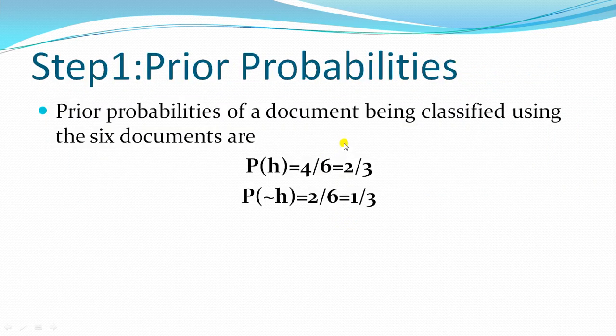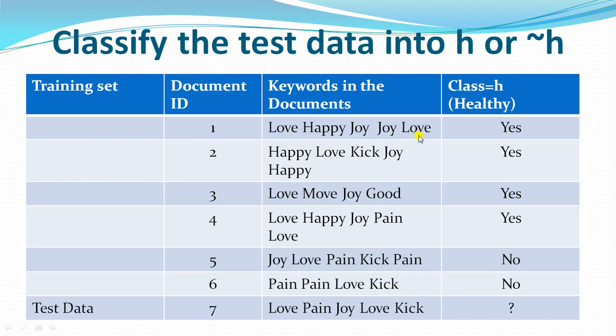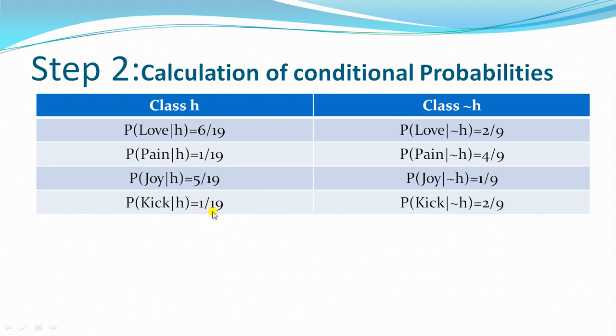Next see about kick. That is one here. In the third document we don't have anything. In the fourth document we don't have anything. That means out of 19 terms, one term is kick. So it will be 1 by 19. This is regarding class H.